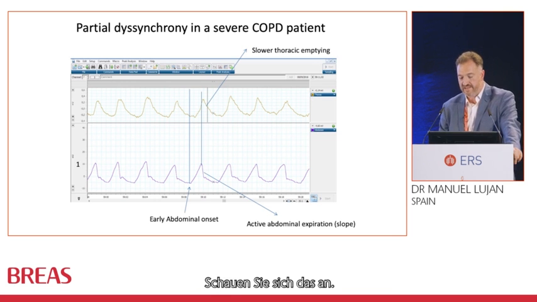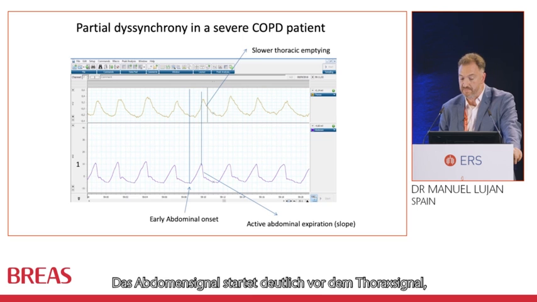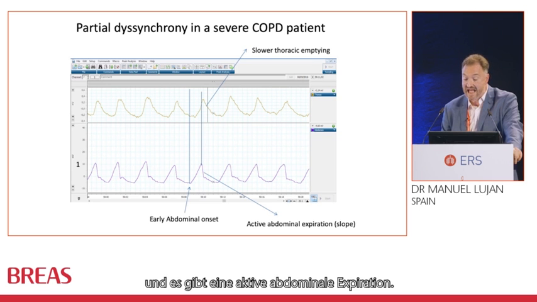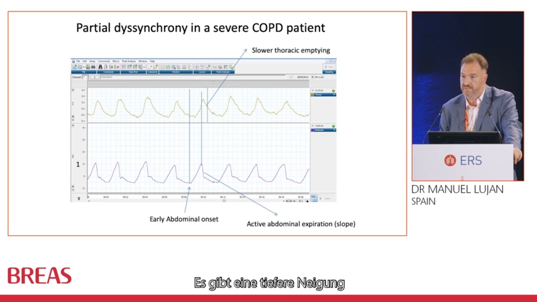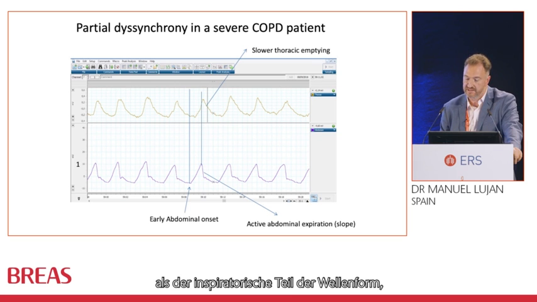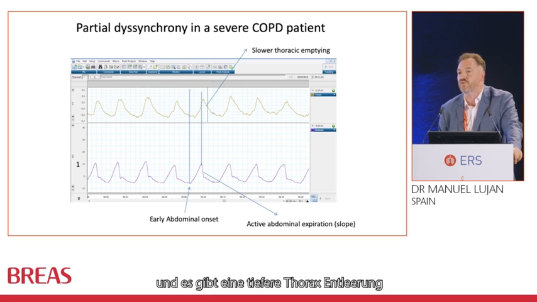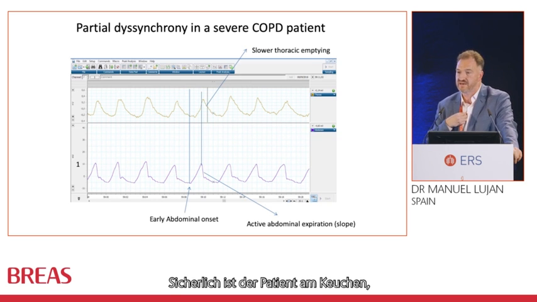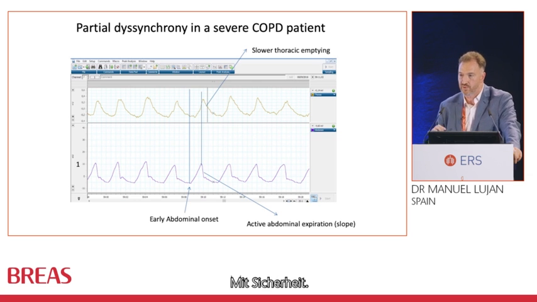Look at this. There's an early abdominal onset. The abdomen signal starts clearly before the thorax. And there is an active abdominal expiration. Look at the slope. There is really a deeper slope than the inspiratory part of the waveform. And there is a slower thoracic emptying in the thorax belt. And I'm sure that if you put the stethoscope here, the patient is surely wheezing, sure.